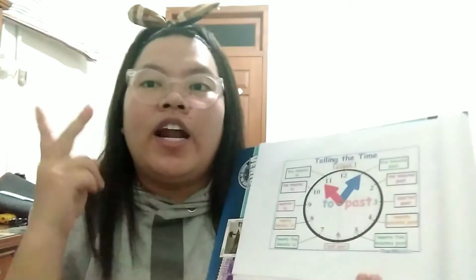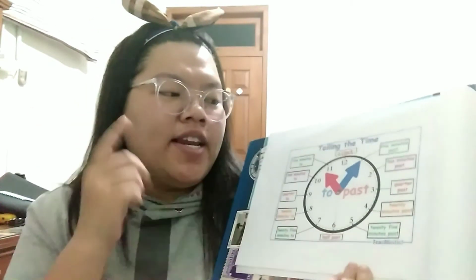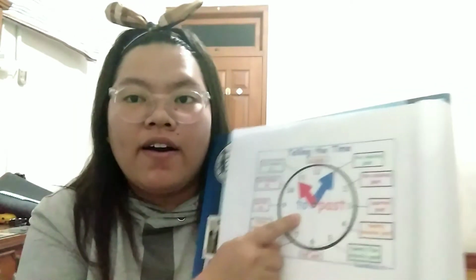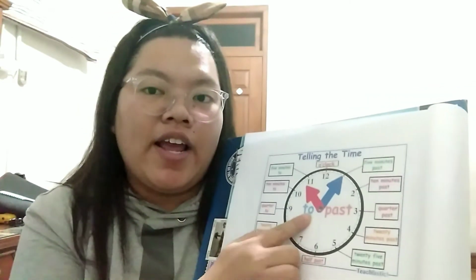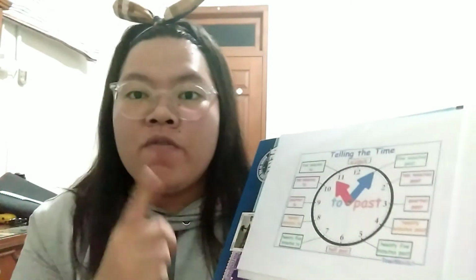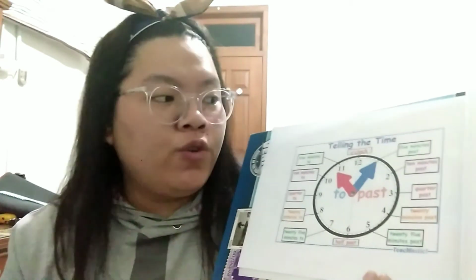The second step is there are two parts in the clock, the right part and the left part. The right part is to and the left part is past. What is it for? Before that, I want you to remember this.